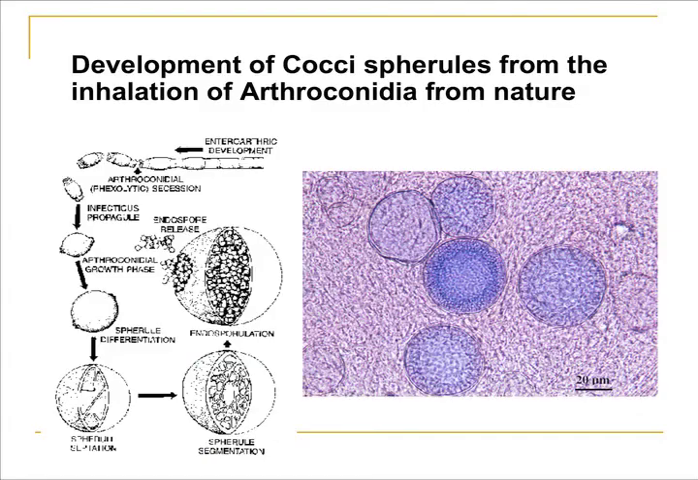On the next slide, you can see how the development of Cocci spherules occurs in tissue. You inhale the barreled arthroconidia that is found in nature. The barreled arthroconidia goes down into the lung, and it will continue to mature and produce a full mature spherule in tissue, which is very nicely displayed in the picture on the right. That is a very mature Cocci spherule with the endospores contained within.